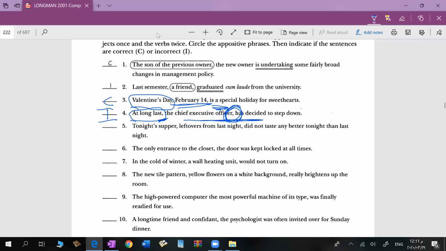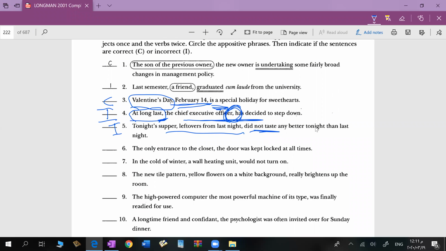Is this clear? Yes. "Tonight's supper, leftovers from last night, didn't taste any better." So we have here the subject and we have here the verb, and tonight's supper is what? It's the same thing as the leftovers from last night. This is an appositive. It comes between two commas. So this sentence is correct because the appositive comes between two commas, as you see here.